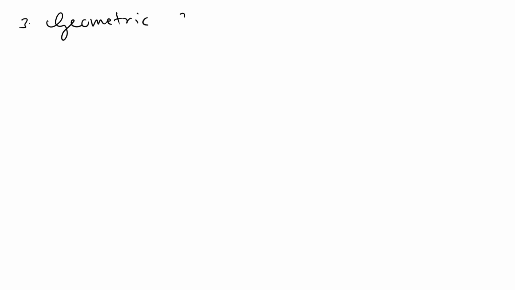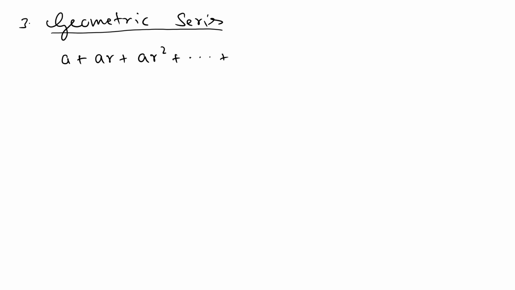Geometric series. So what is a geometric series? A geometric series means you start with a number and then you multiply by a constant. We normally use r for that constant. So it's a, ar, ar squared, like that. Every time you multiply by r, that's what we call a geometric series.